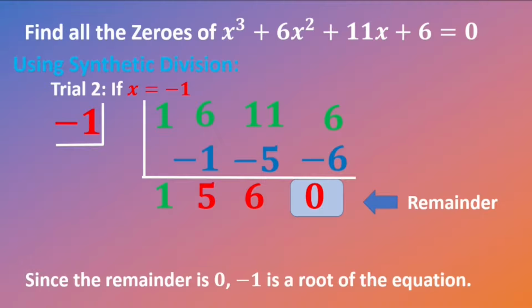To completely solve for the roots of the equation, we must convert the result we get in synthetic division into a polynomial. Remember that x cubed divided by x is equal to x squared. So the first number is the numerical coefficient of x squared. That means 1 is the numerical coefficient of x squared. Or just simply subtract 1 from each exponent. So we will now have x squared plus 5x plus 6.